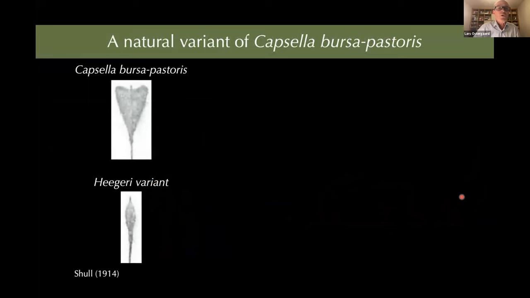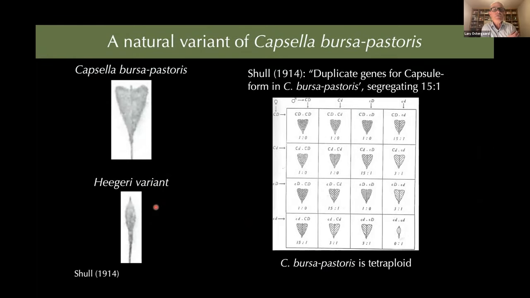Again, we are actually not the first ones to be interested in Capsella. George Harrison Shull from Boston reported in 1914, more than 100 years ago, that Capsella bursa-pastoris, or shepherd's purse, existed also as a natural variant in nature that he called heegeri. And when he crossed the heegeri variant to the wild type, Capsella bursa-pastoris, he found a segregation of 15 to 1. And this is believed to be the first report of a non-Mendelian segregation, so not 3 to 1.